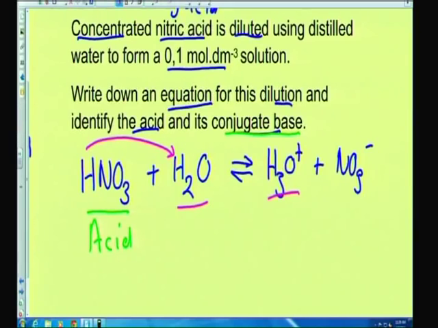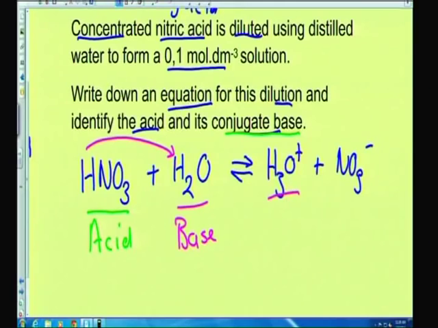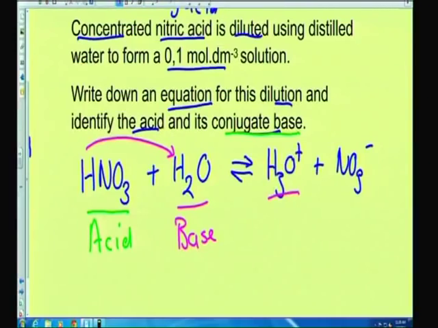But now, what is its conjugate base? Is the water the conjugate base? No, the water is the base in this reaction. It's not conjugate. It's not of the same chemical formula. Remember what we said? The acid and its conjugate base will be the same substance. They'll only differ by a hydrogen ion. So we're going to look for something that's got NO3 without a hydrogen ion. There we go. That's the NO3 bit there. So this must be the conjugate base.